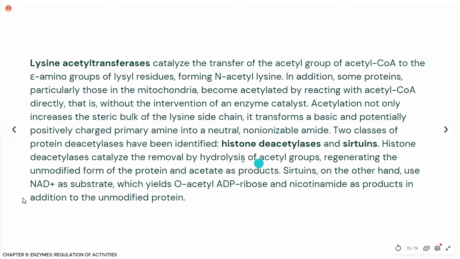Histones are proteins that are more of the basic amino acids. You know what your basic amino acids are? You have lysine, arginine. Those are basic.